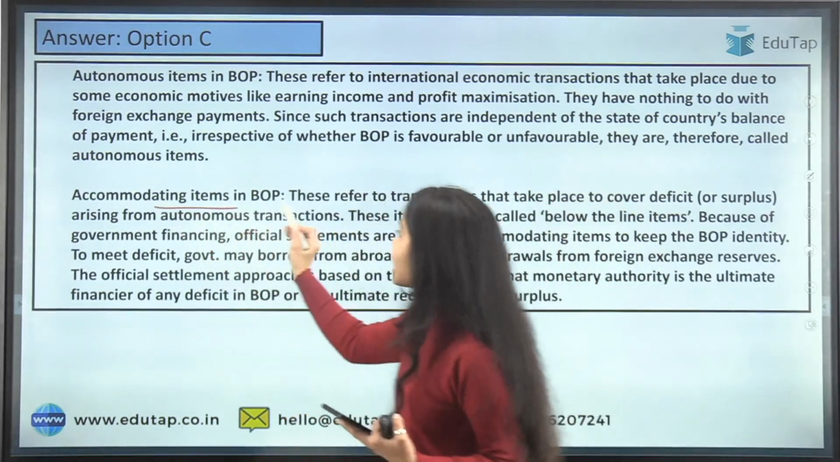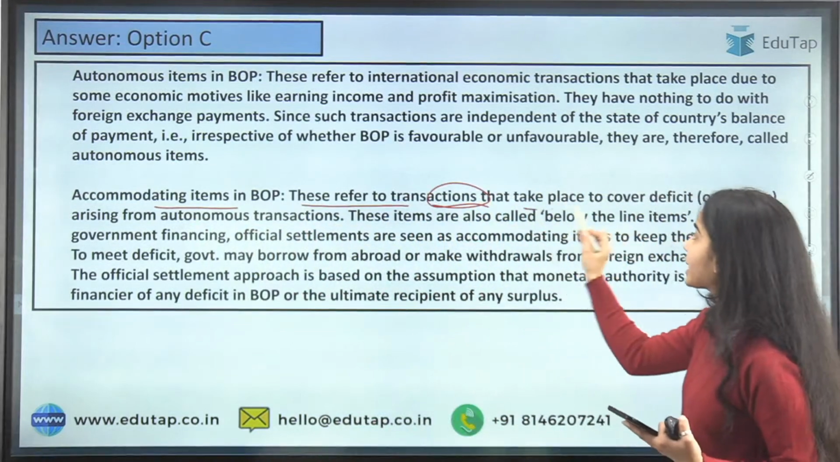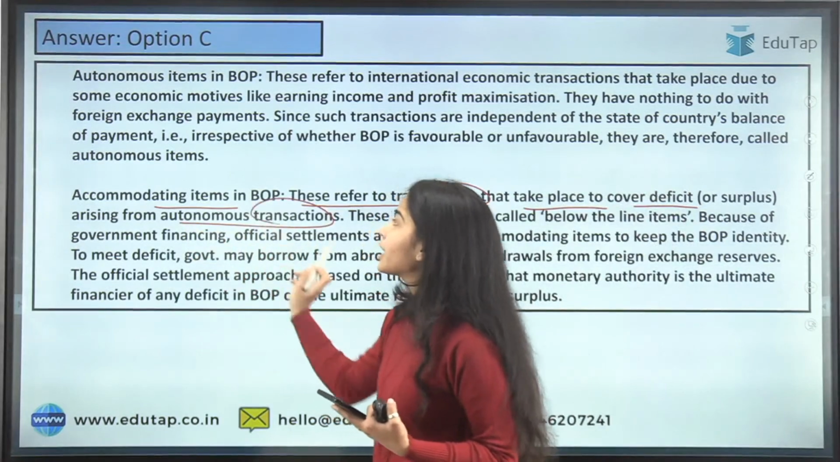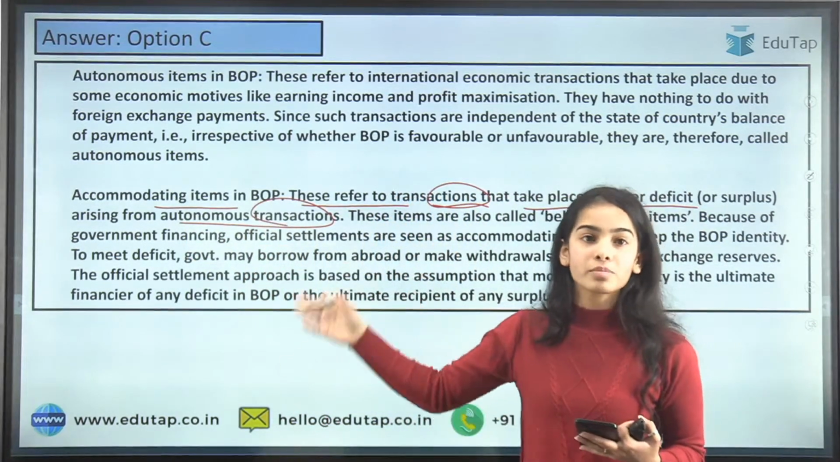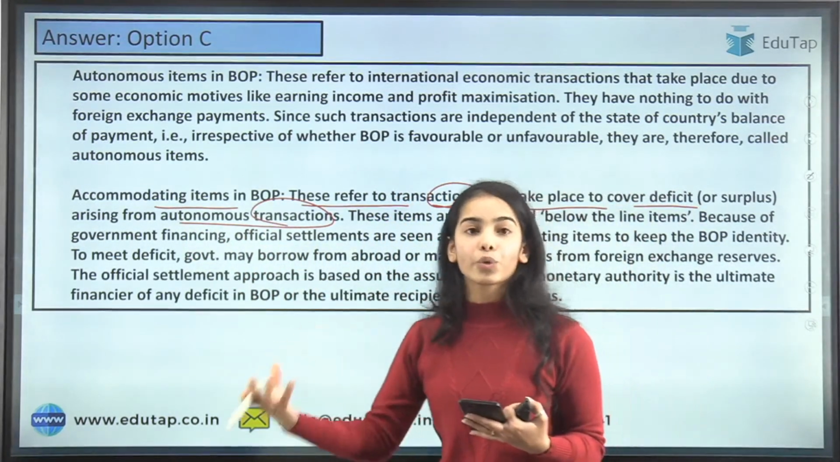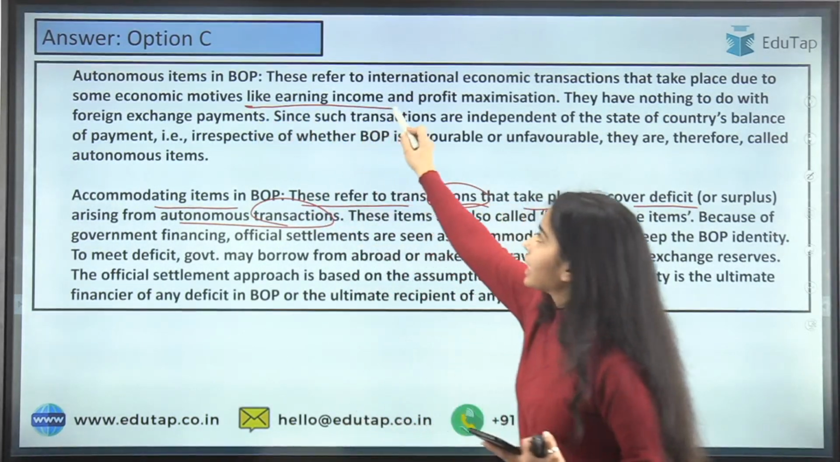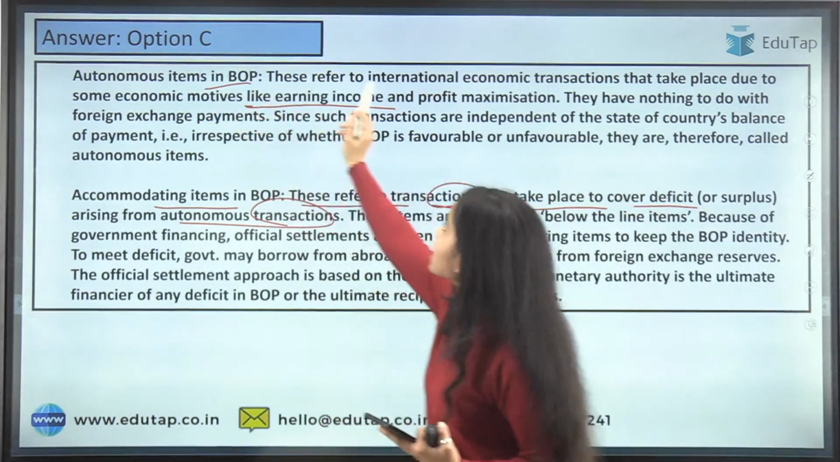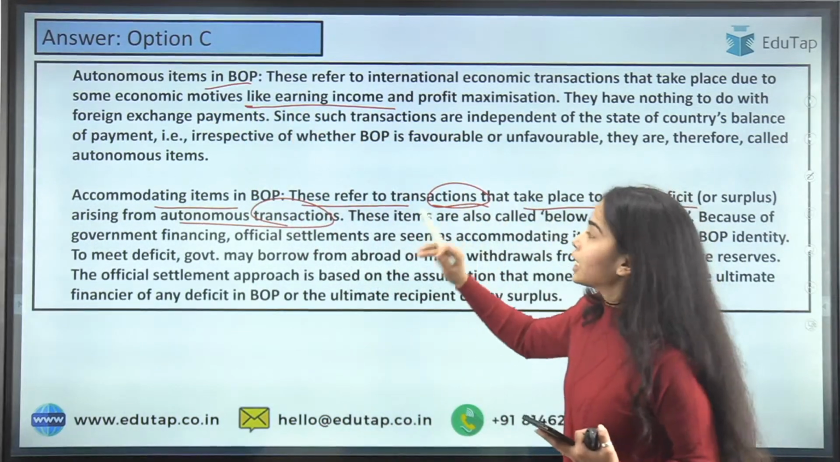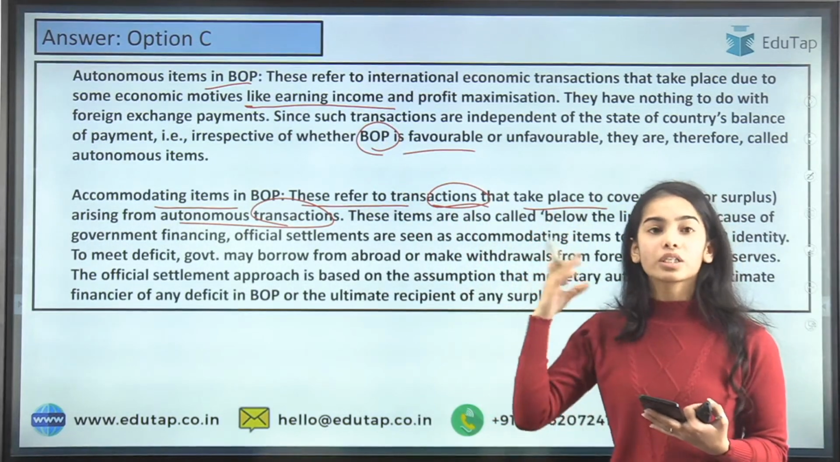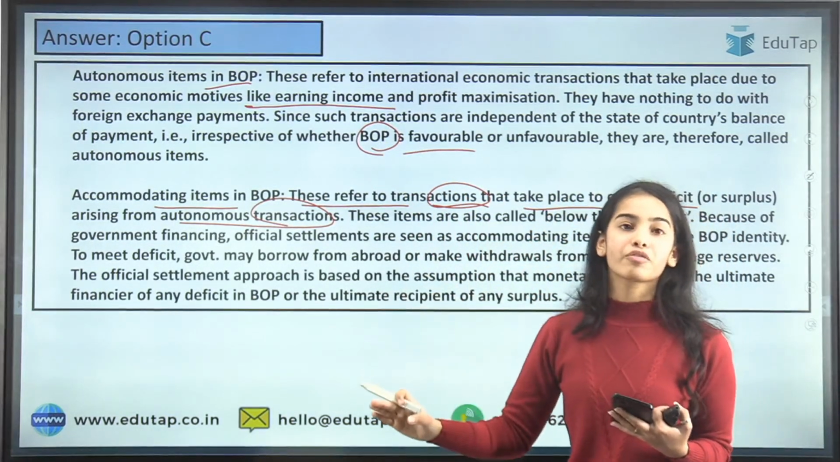So accommodating items refer to transactions that take place to cover a deficit or surplus arising from autonomous transactions. Autonomous are the transactions that firms are doing for their own profits, for motives like earning income. So autonomous items are independent of whatever is happening in the BOP, whether it is favorable or not. The firms are not thinking about whether it is favorable or not.